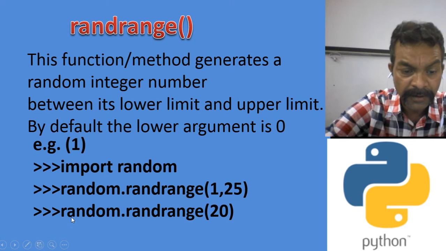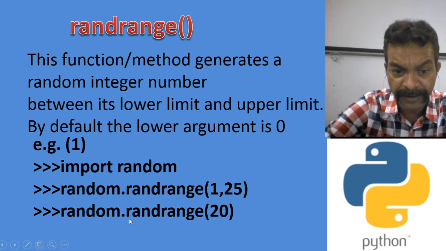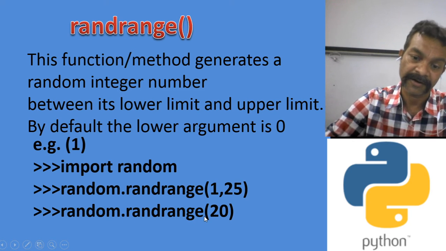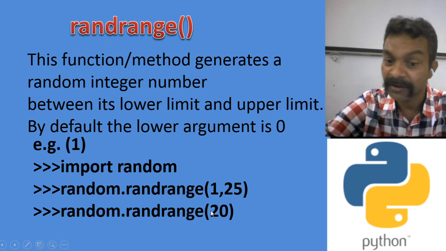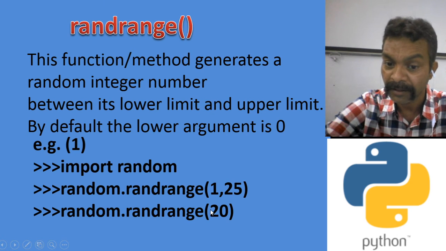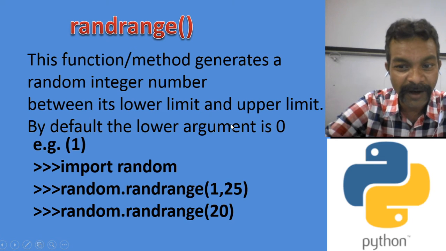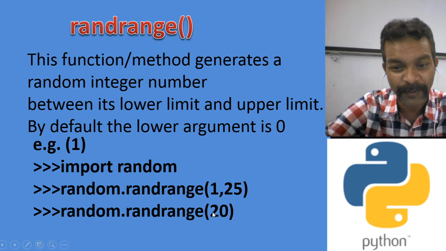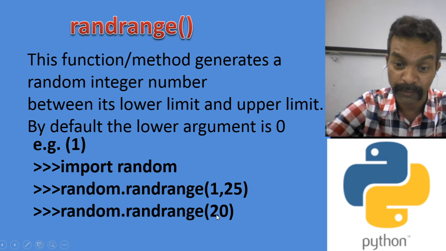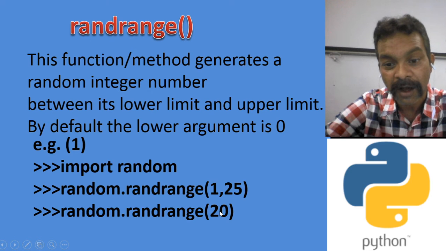Another function, another example you see, random.randrange(20). Here the lower limit is not given, so don't be surprised. As I have already told you, by default the lower limit is 0. So it means what is written here is 0 comma 20. We will assume 0 comma 20. So 0 is the lower limit and 20 is the upper limit.